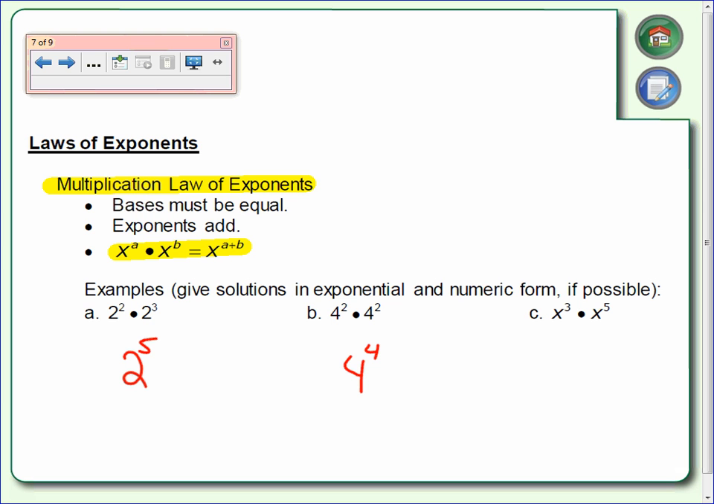Next one, x to the 3rd times x to the 5th. Again, we're going to keep the base, keep the x, add the exponents. 3 plus 5 is 8.